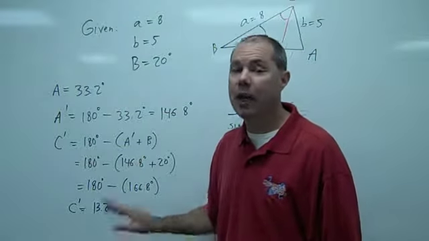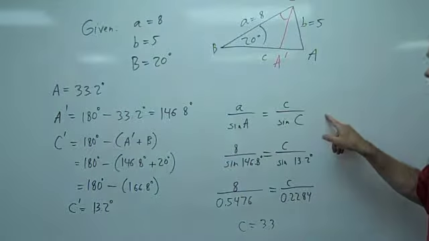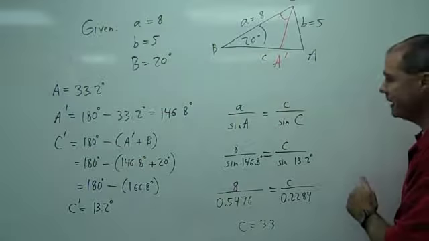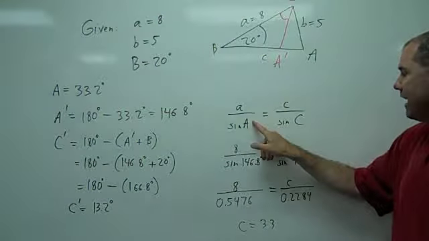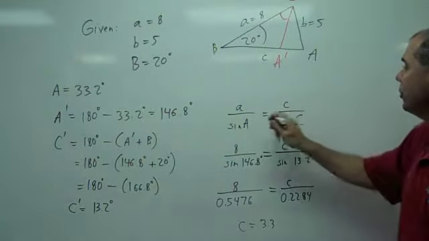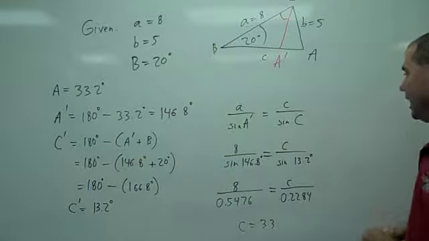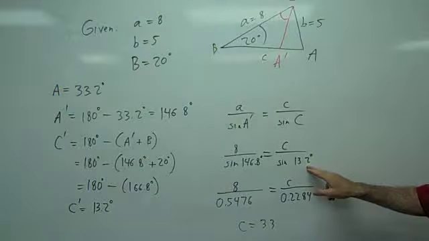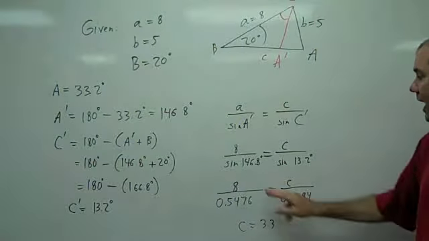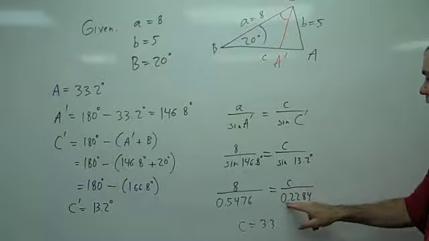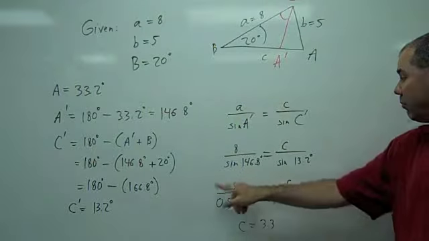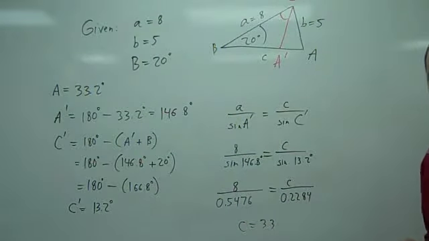We need that because we're going to use the law of sines again to find side c. So let's substitute everything we can in. a is 8. Angle A will be 146.8 degrees because that's really our new A or A prime. And then c over sine of 13.2 degrees, and this is really our new C prime. 8 over 0.5476 is c over 0.2284. I just did the sine of the angles. Work this proportion out, you obtain c is 3.3.